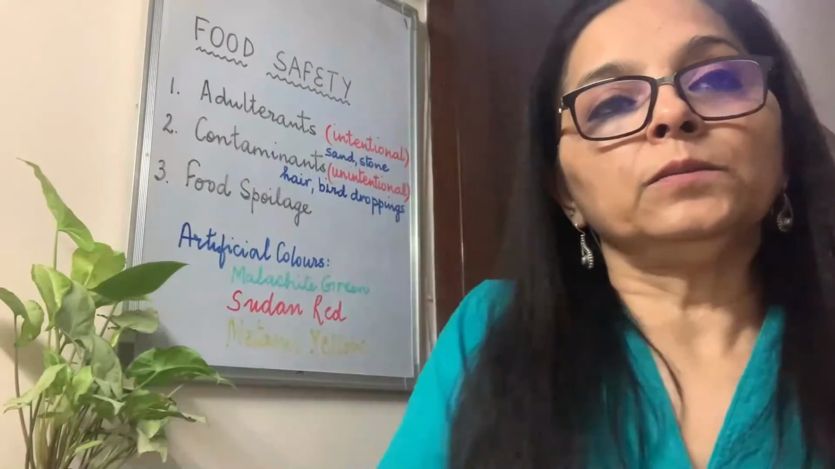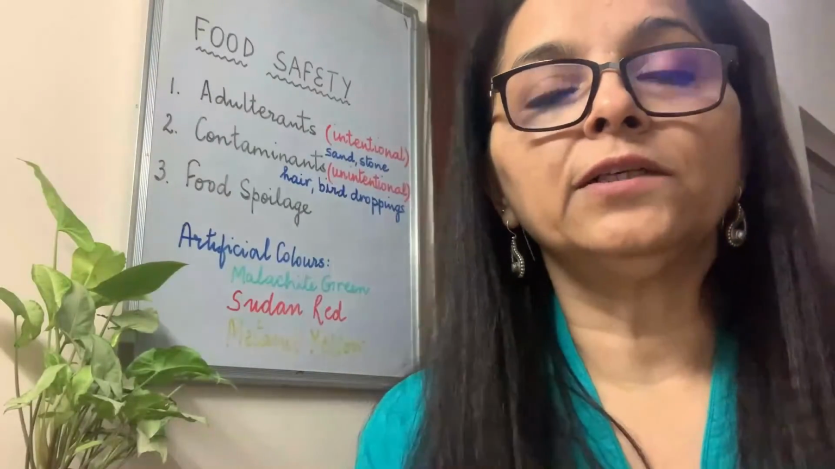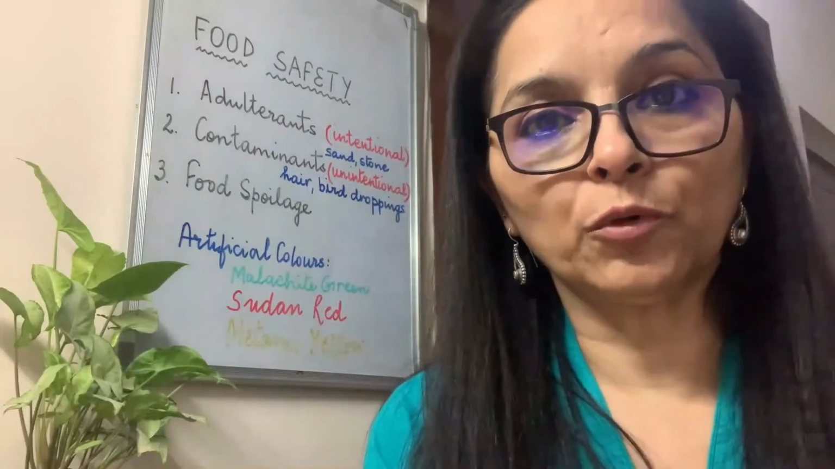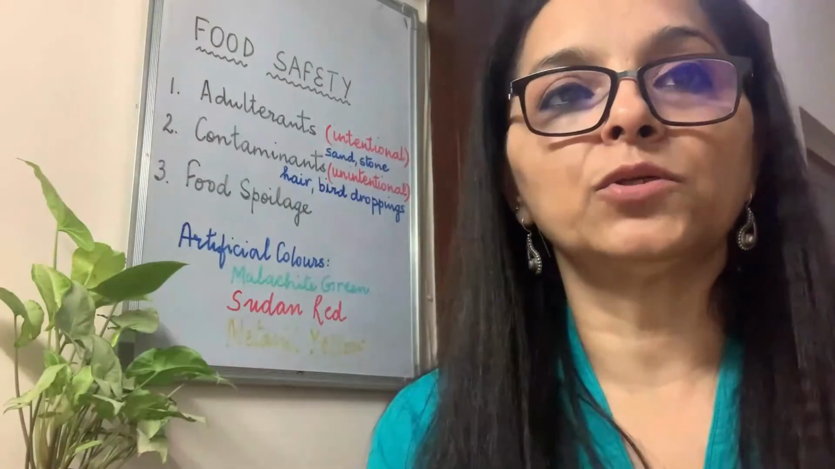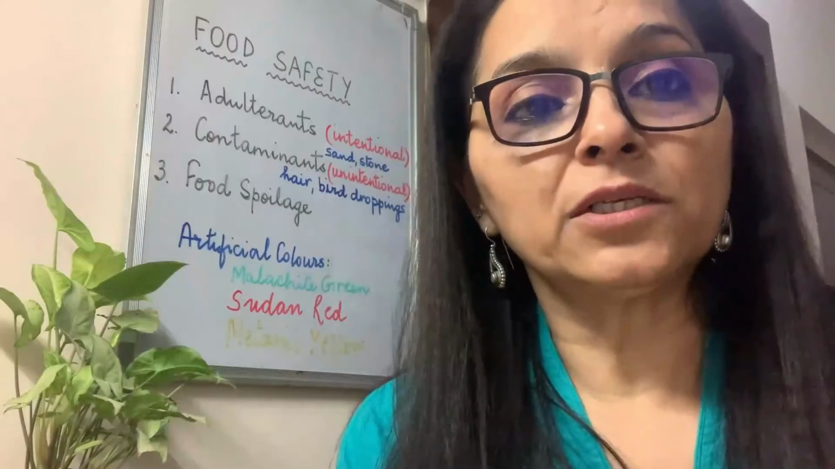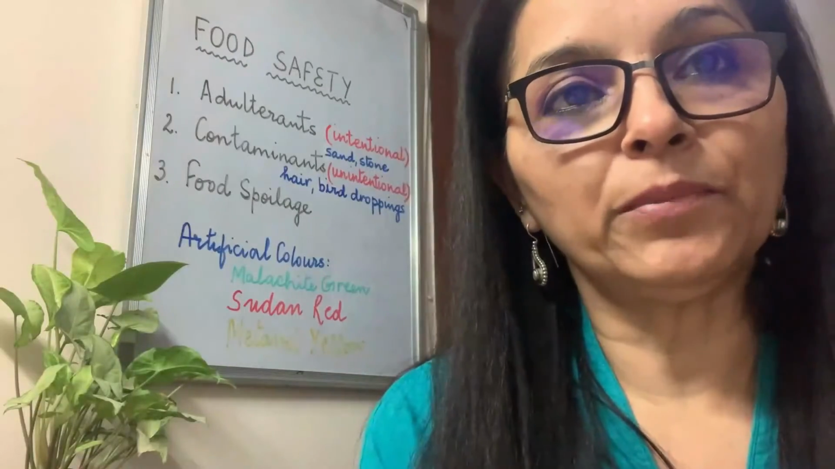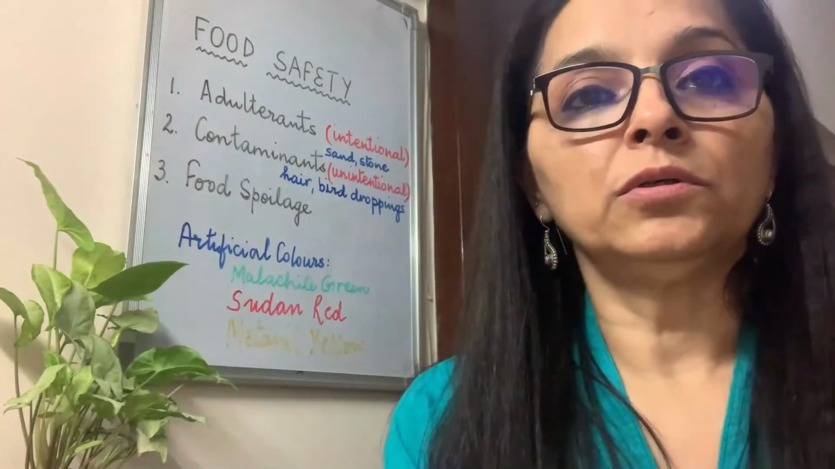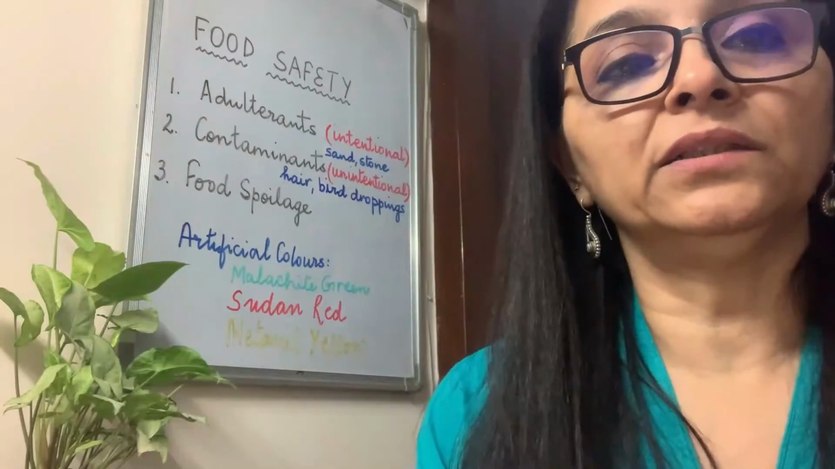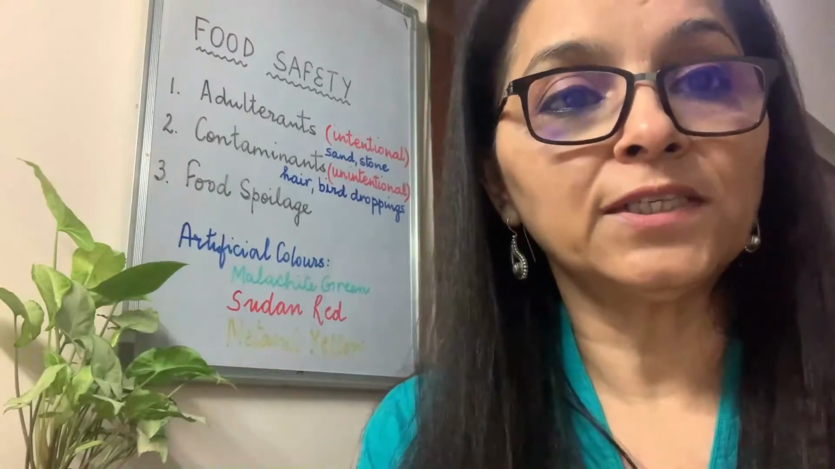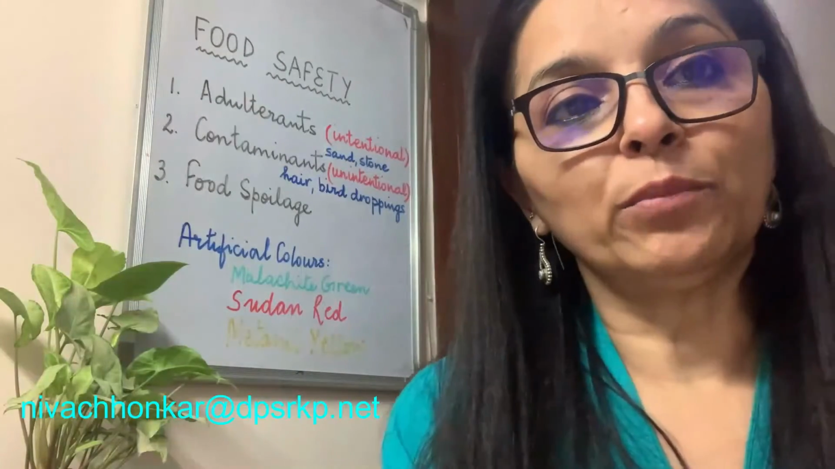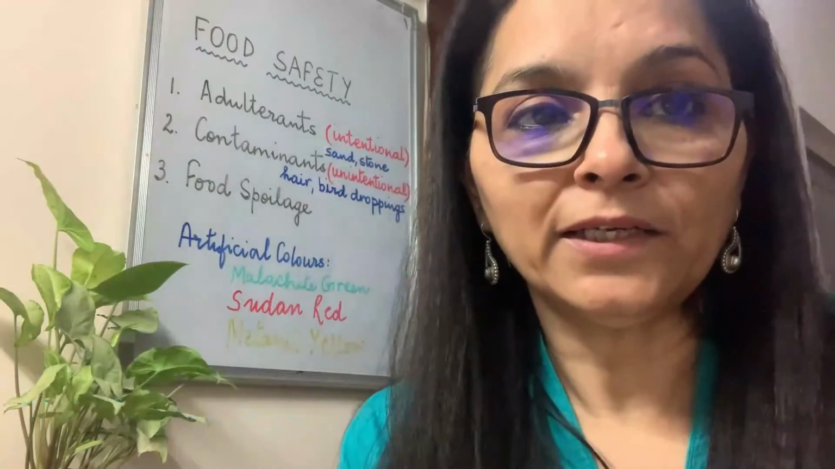A few tips for food safety: when you get fruits and vegetables from the market, they should be washed properly in lukewarm water, and maybe salt could be added. Wash rice and pulses properly because pesticides might be present there. And do not buy fruits which appear too brightly colored or too glossy. So stay safe and share your thoughts and ideas with me on my email ID. Thank you.